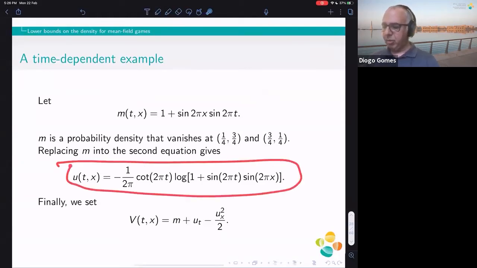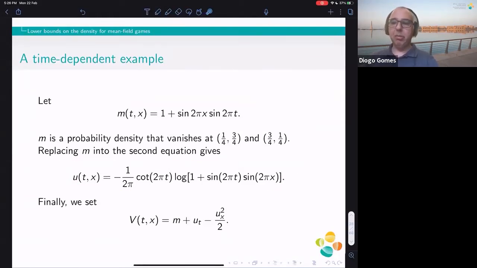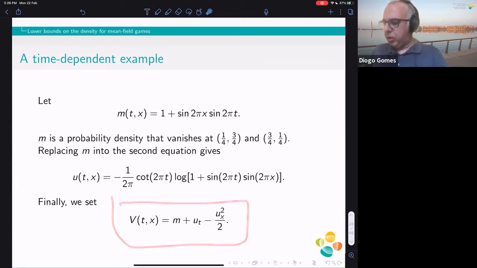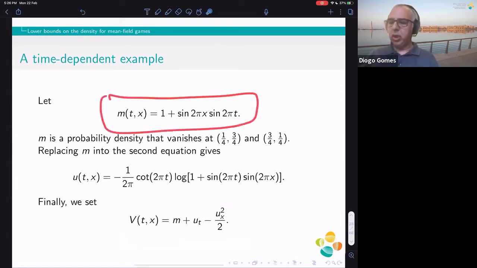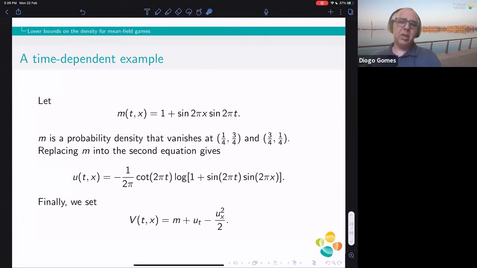You get u, and you say, well, but what about the Hamilton-Jacobi equation? Oh, the Hamilton-Jacobi equation is this. So this gives you the v, right? And what you realize is that this v is going to be unbounded. So you can have, at least with v unbounded, solutions for which m vanishes. And it's not so far-fetched to think that these things can happen in some other way.